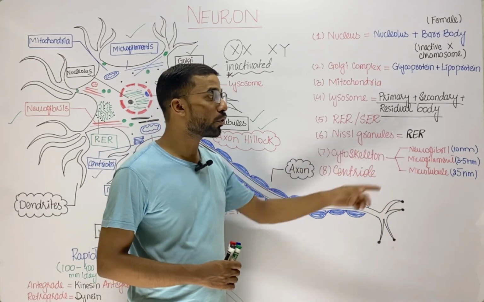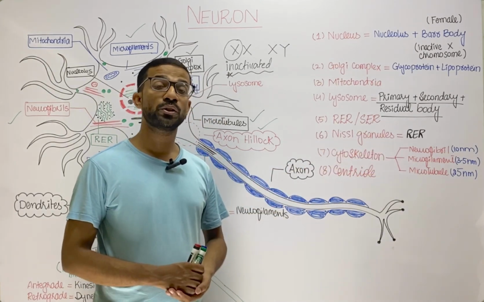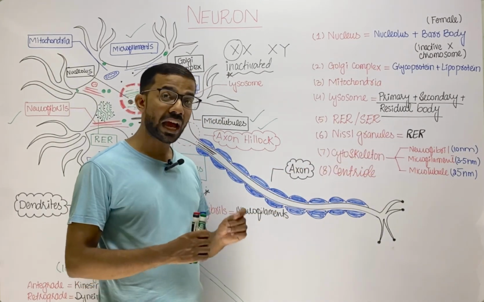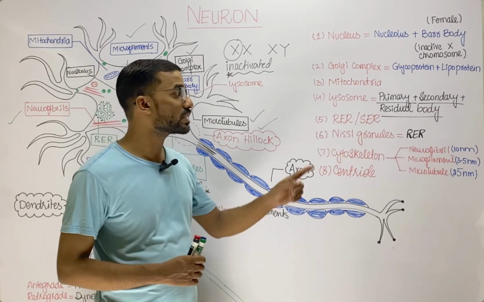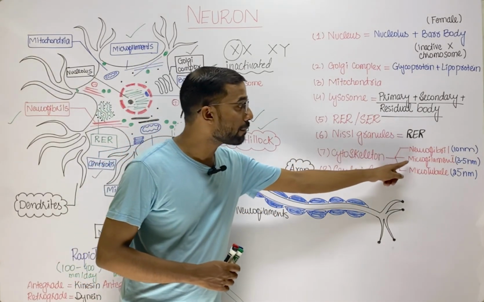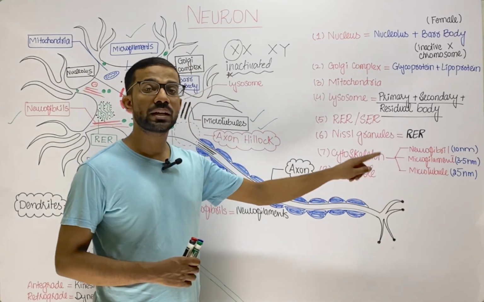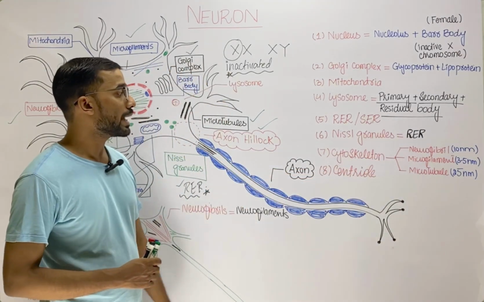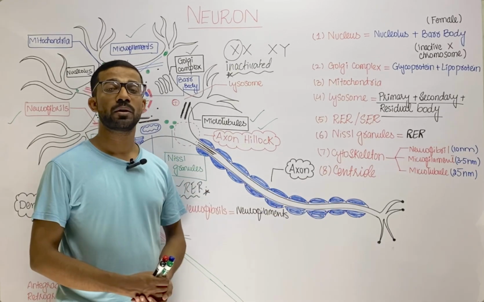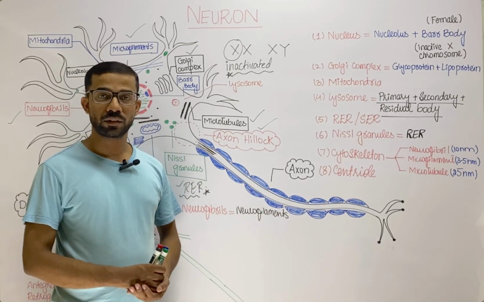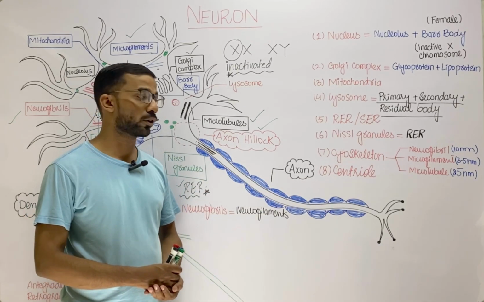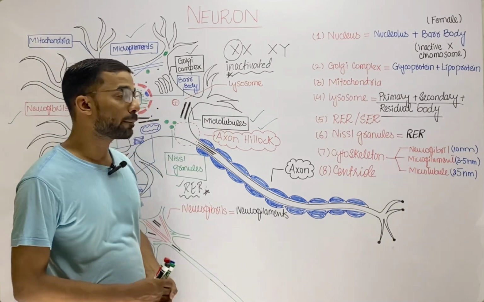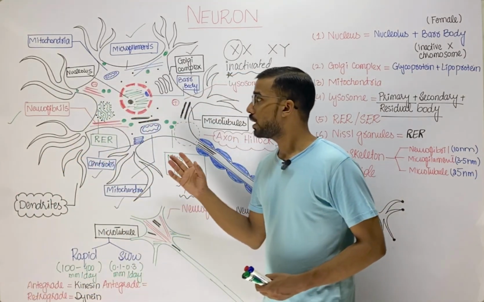Cytoskeleton, you will see the neurofibrils made up of neurofilaments, and the diameter of the neurofilaments is 10 nanometer. Next is the microfilaments having diameter 3 to 5 nanometer, and microtubules 25 nanometers. Next is the centrioles involved in the spindle fiber and in the maintenance of the microtubules. So these are the important components of the neuron.